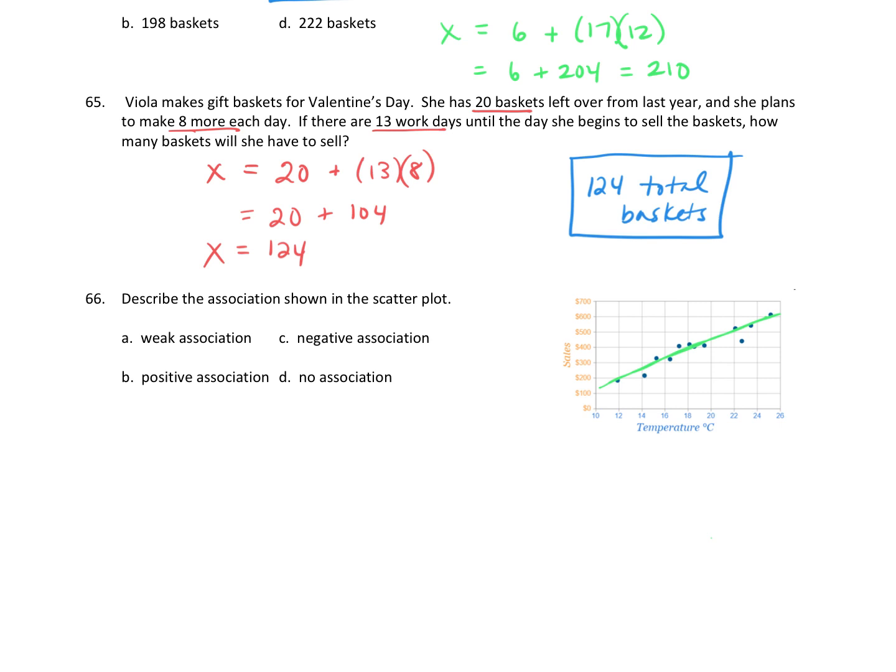And because that looks like an uphill line that would have a positive slope, this is what a positive association would look like.